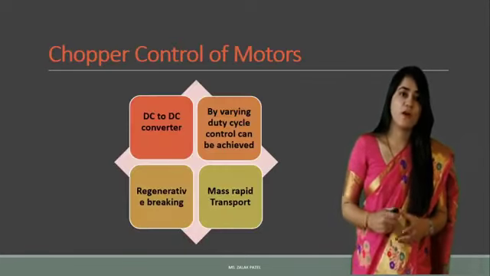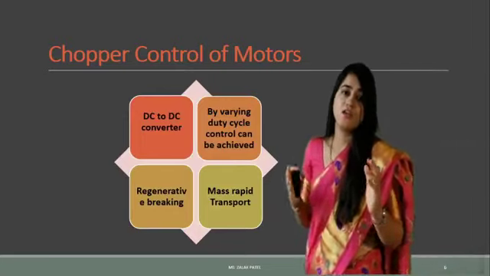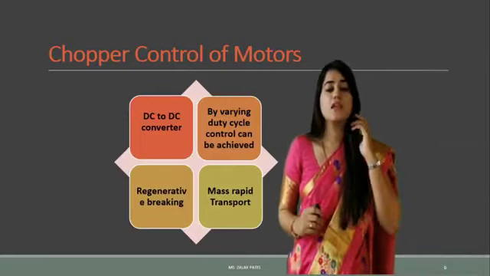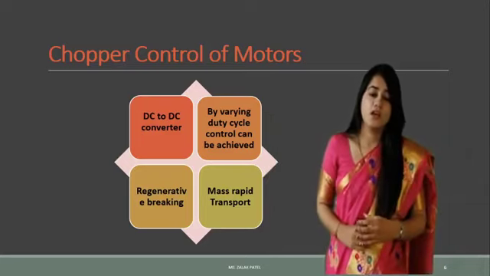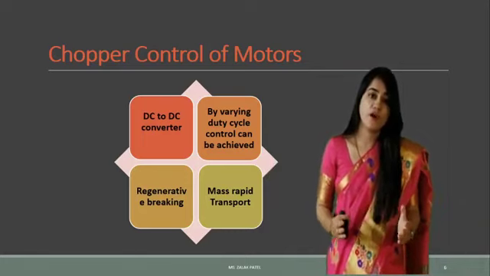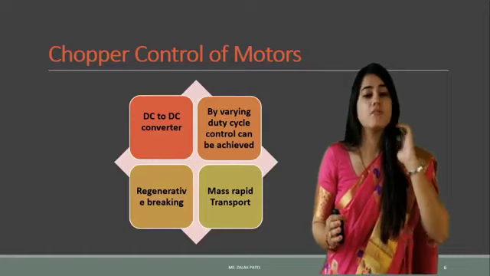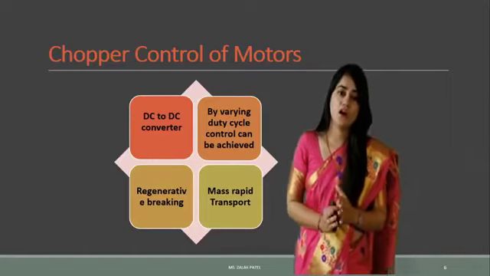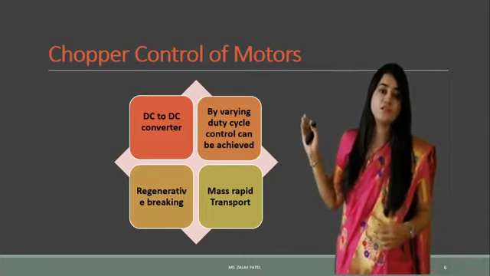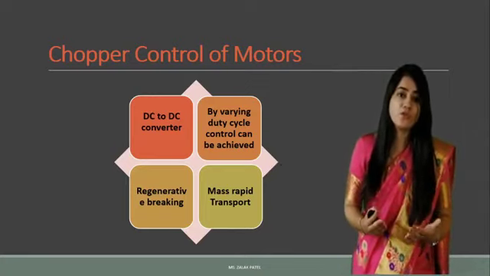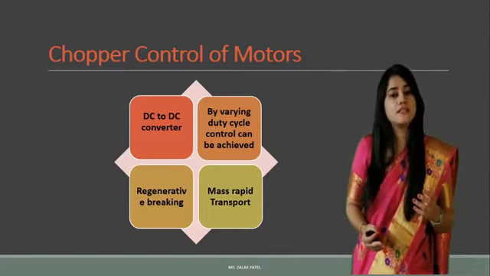The next one is chopper control of motor. Here the chopper control of motor is divided into four major categories. We have already discussed the chopper circuit in unit number 3. A chopper means a DC to DC converter. How? It converts a fixed amount of DC into variable DC. So mainly a chopper means a variable amount of DC can be obtained from a fixed DC voltage.